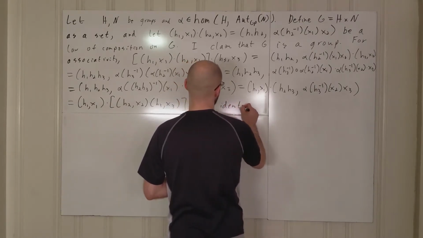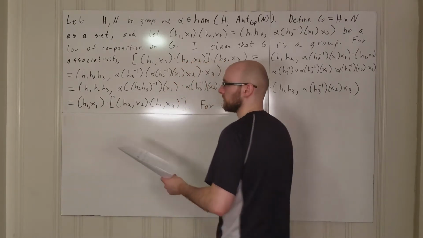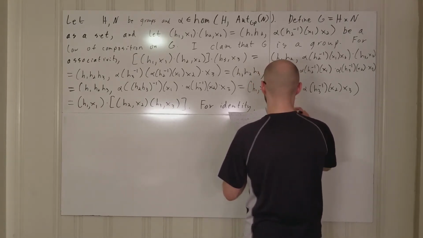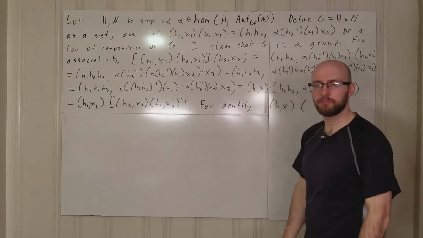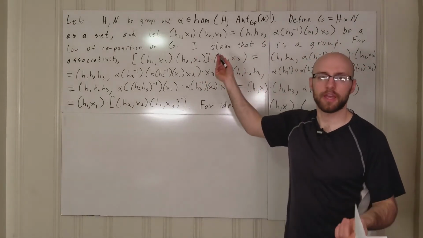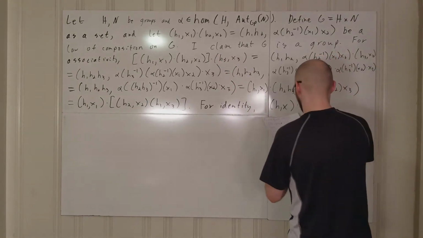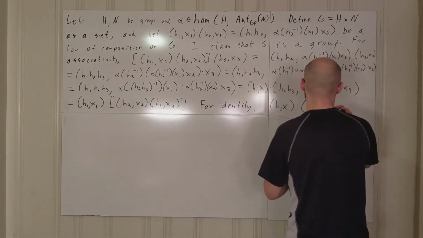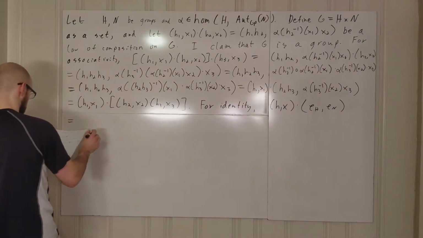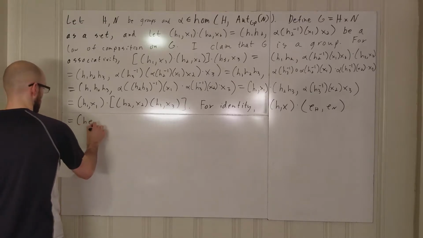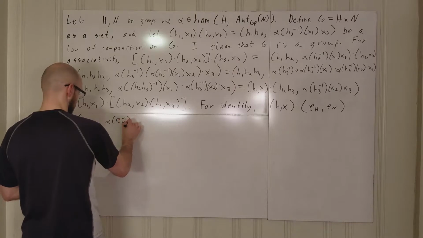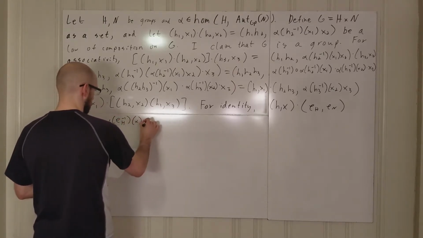For the existence of the identity, we have hx times, now what do we think should be the identity? Well, H cross N is our group, and H and N both have identities. So we're just going to try e_H, e_N and see if that works. So this is going to equal h e_H, and then alpha inverse of x of e_N.